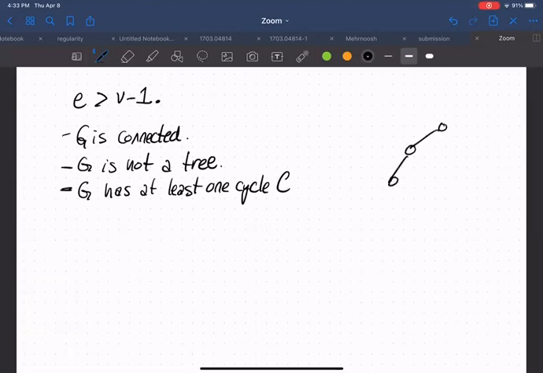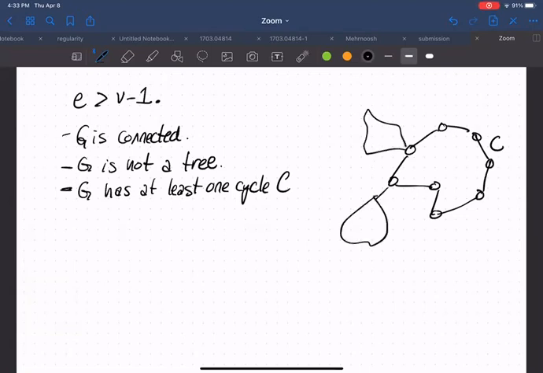So if I look at my graph G, it has some cycle C, and it has lots of other things. And maybe it even has other edges in there and all kinds of stuff. But what I know for certain is there's at least this one cycle C. I'll highlight it. Okay.